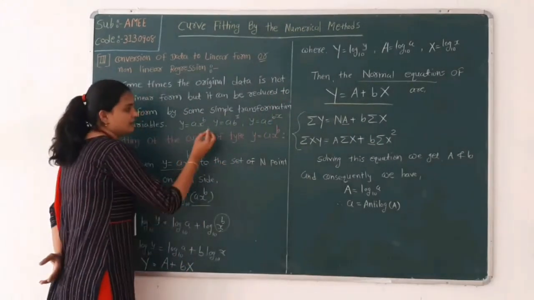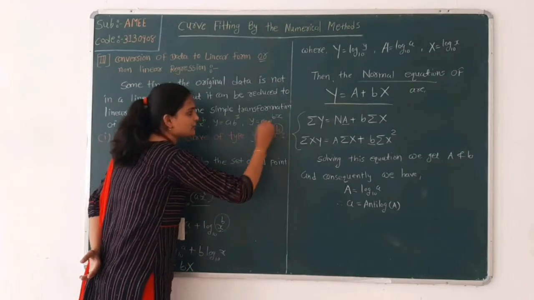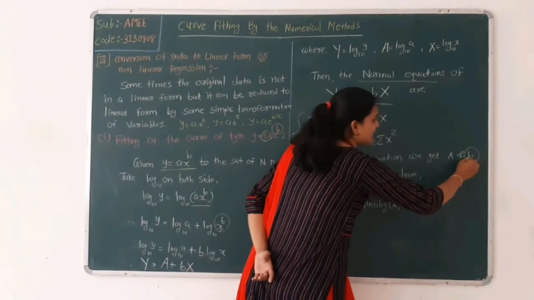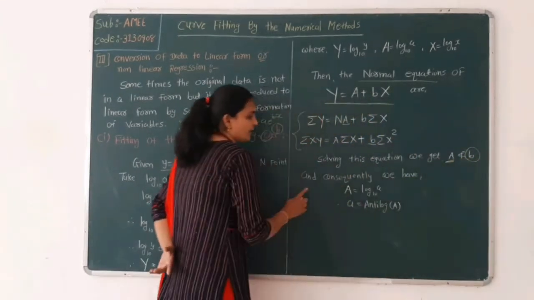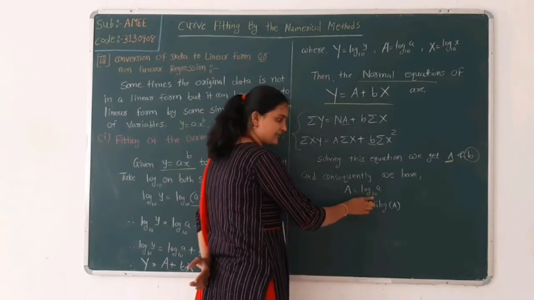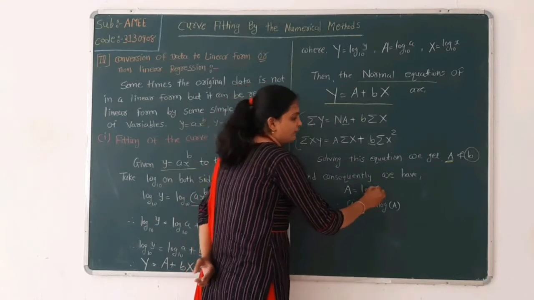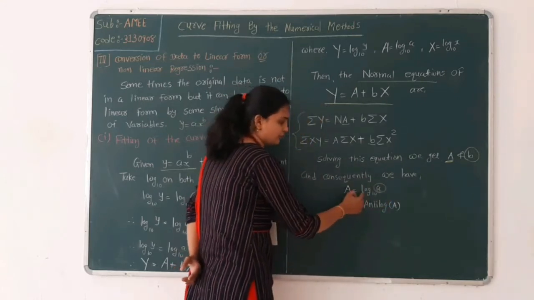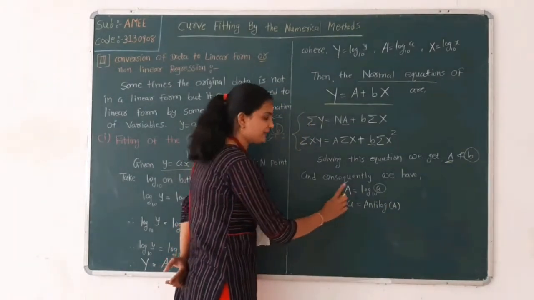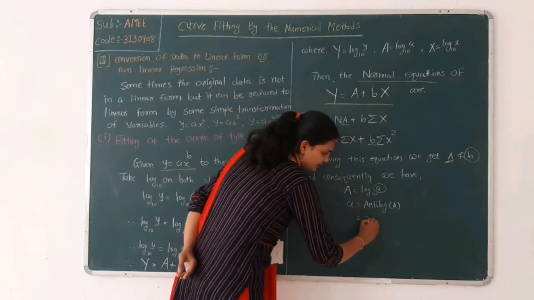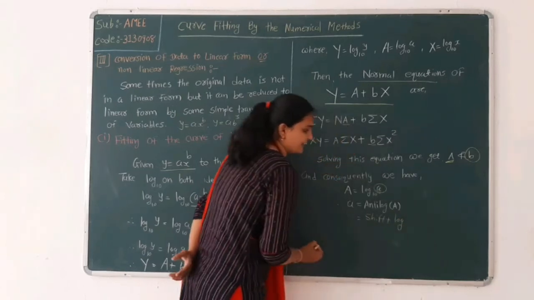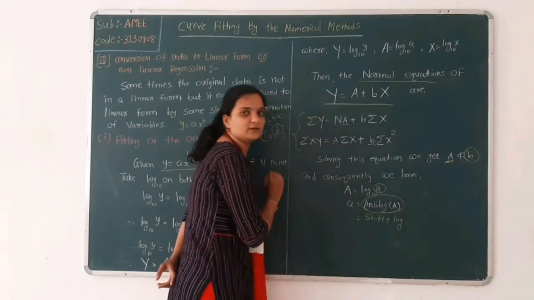In the main equation we have small a and small b. So solving these two equations we get small b and capital A. We have capital A equals log small a to the base 10, so we find small a equals the antilog of capital A. In the calculator we use the shift key plus the log key to find the antilog.